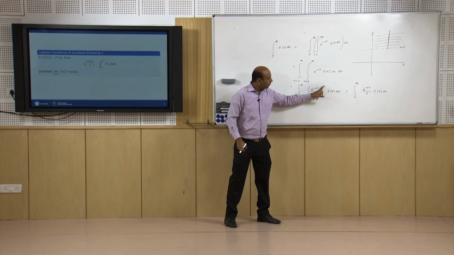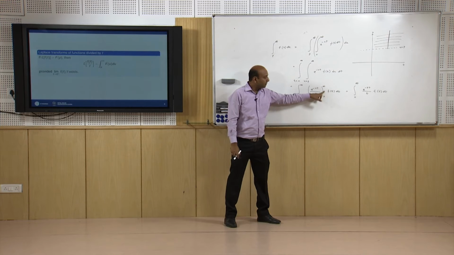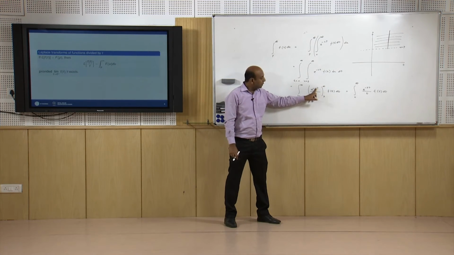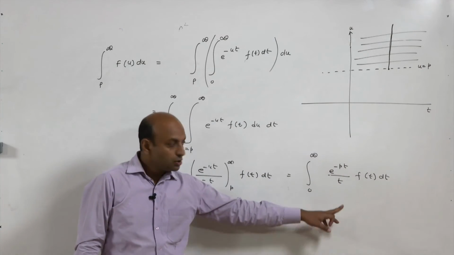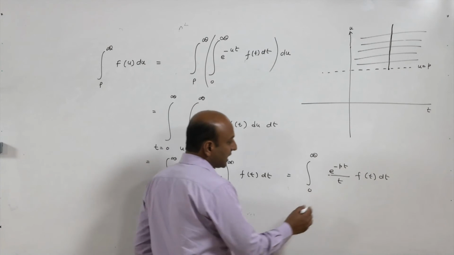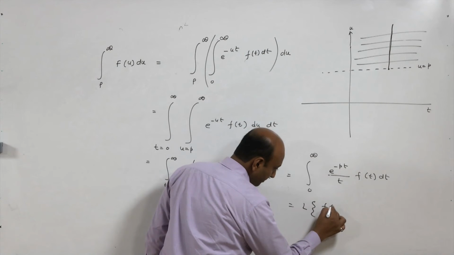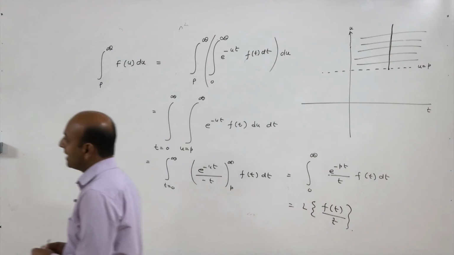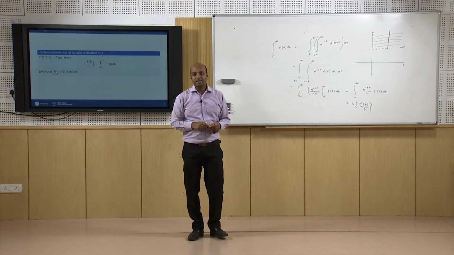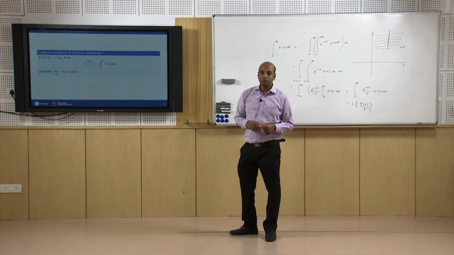This is because, when u tends to infinity, it tends to 0, but when u is p, it is e to the power minus p t upon t. So it is nothing but the Laplace transform of f(t) by t. So hence we obtain this result that the Laplace transform of f(t) by t is nothing but the integral from p to infinity of F(u) du.